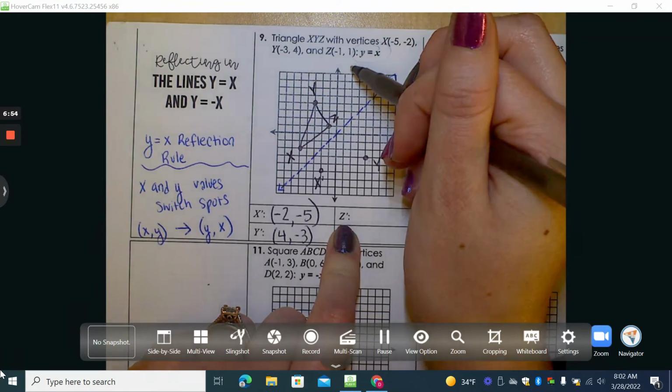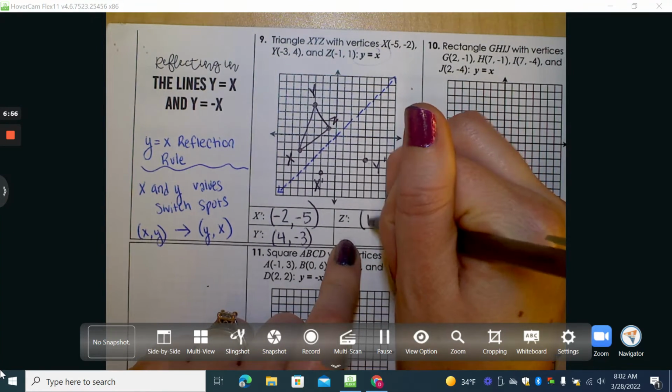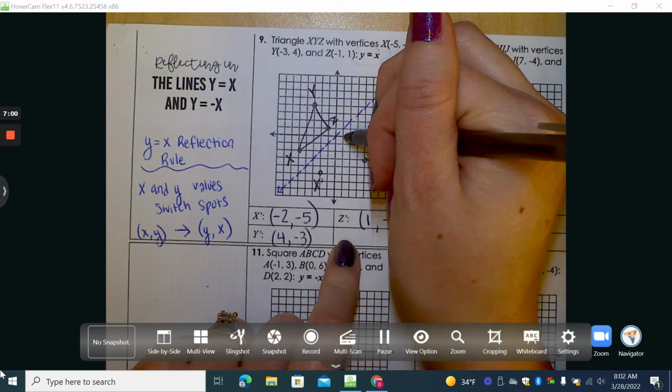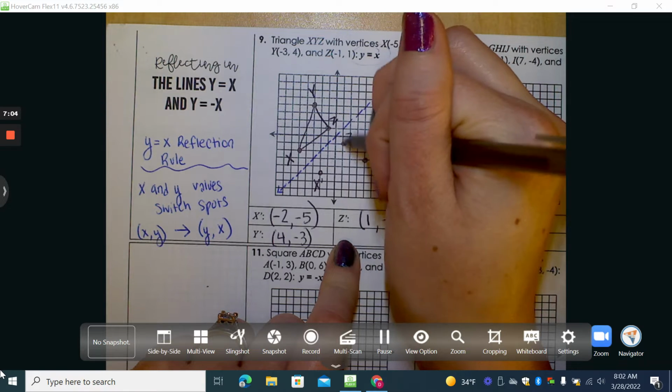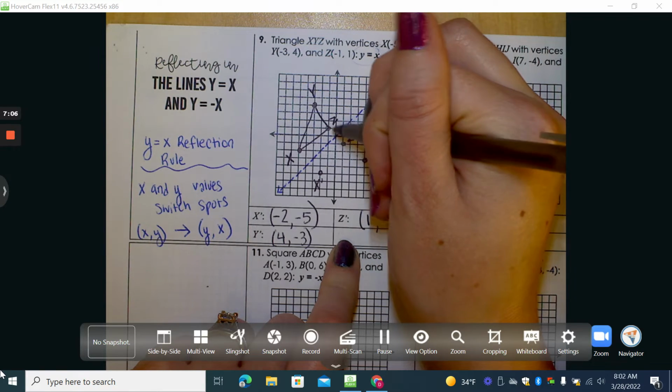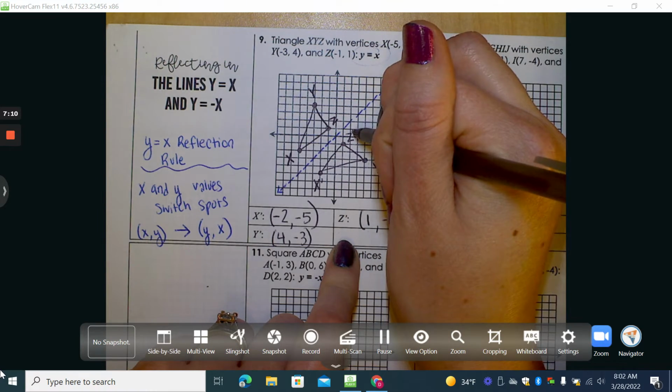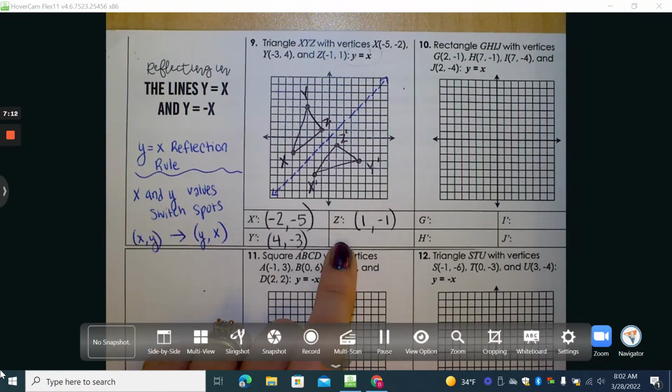Z is -1, 1. Well, I'm going to flip that around. It's going to be +1, -1. So now I'm going to go to the right 1, down 1. Here's my new Z. It has perfectly flipped over that y equals x line. And so those are my new points.